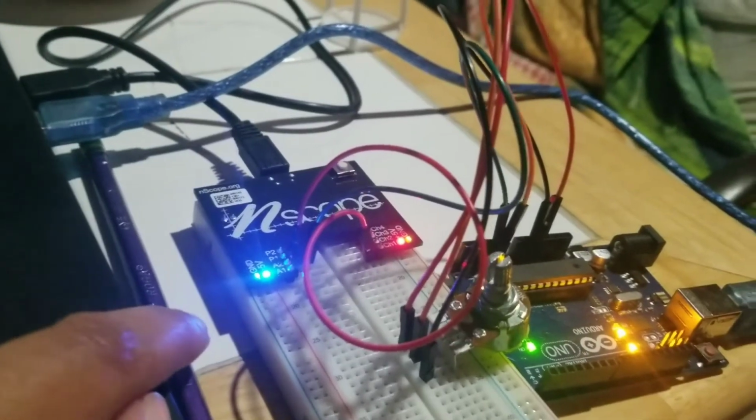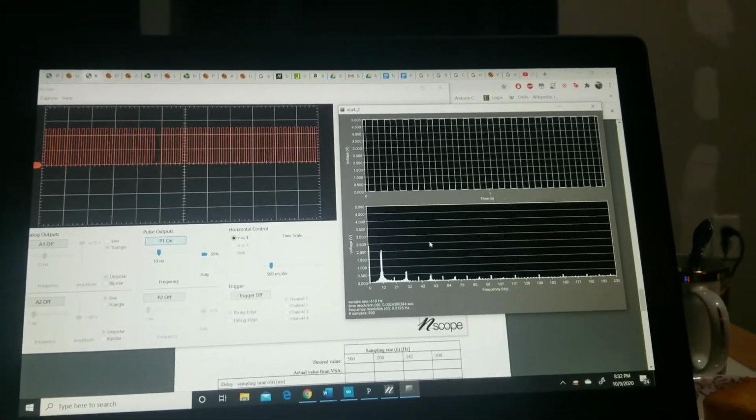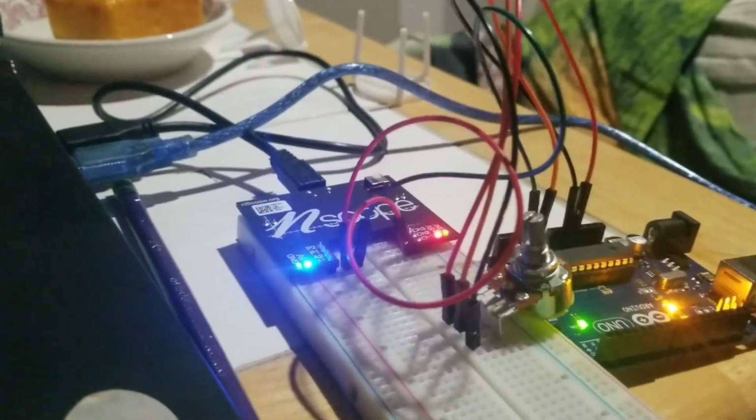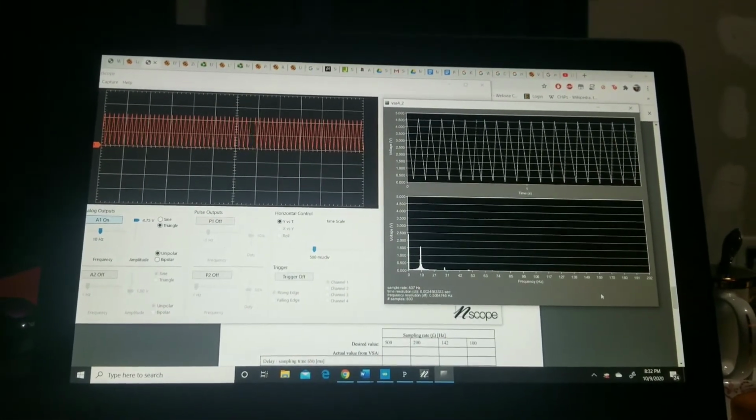The circuit has changed a bit. So before it was connected to A1, now it's connected to P1 so that we can get square waves, and this is what we get from processing. Now the circuit is back to how it was before, and we get these results for the triangular waves.